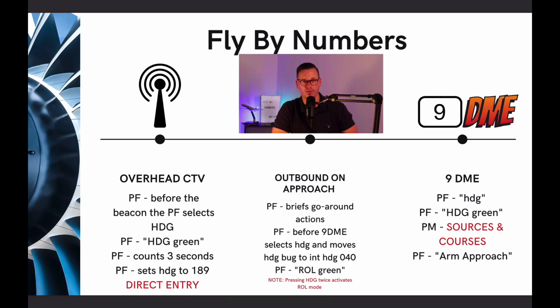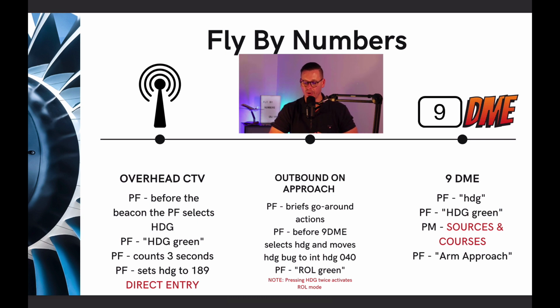This is a good time where the pilot flying can actually brief the go-around actions and the subsequent missed approach procedure. Before 9 DME, sometime before, approximately, let's say 7 miles, you can select heading again. By pressing heading again, it'll actually put you into roll mode, keeping the wings level. Now by doing that, it frees up our heading bug so that we can set a nice intercept heading. So we always want to think ahead of the aircraft and be one step ahead. So in this case, by selecting heading again, we'll call roll green, and then we can use our heading bug to move on to 040. In this case that will be our intercept heading.